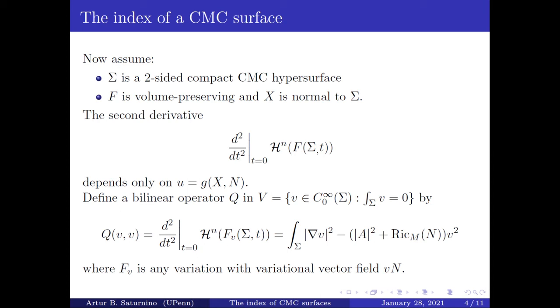And notice that this formula really makes sense for every V. So there's nothing in this formula that doesn't make sense in case V doesn't have mean 0. So this means that we can extend Q naturally to the set of compactly supported smooth functions.